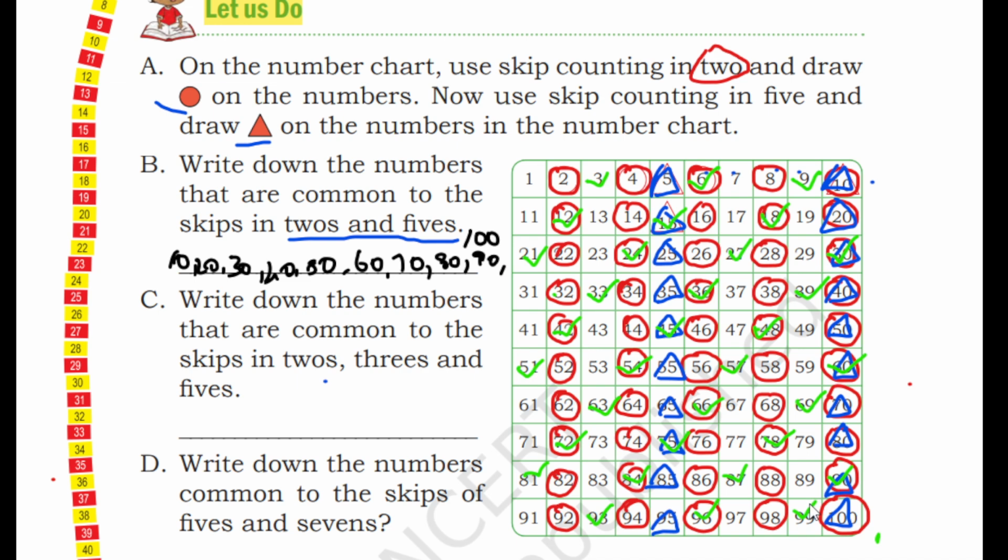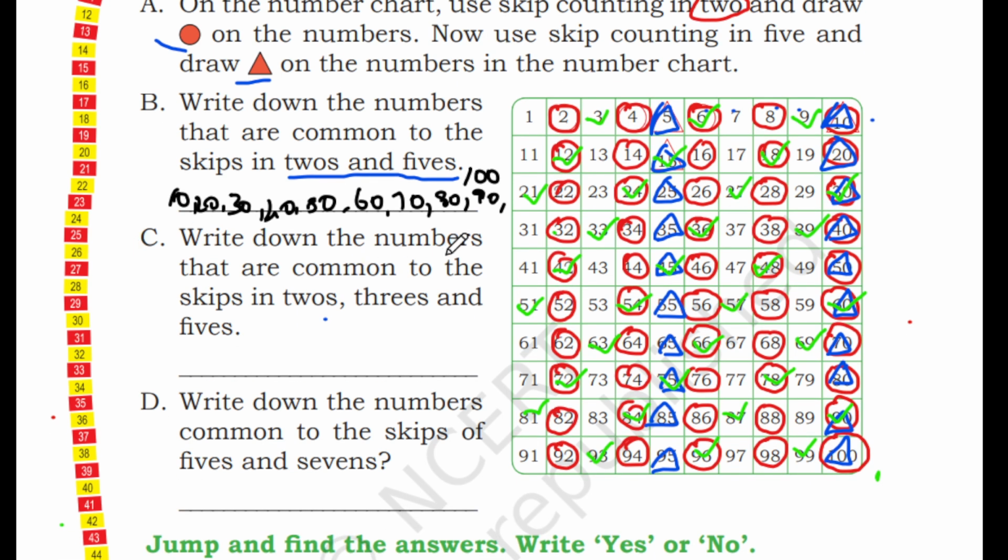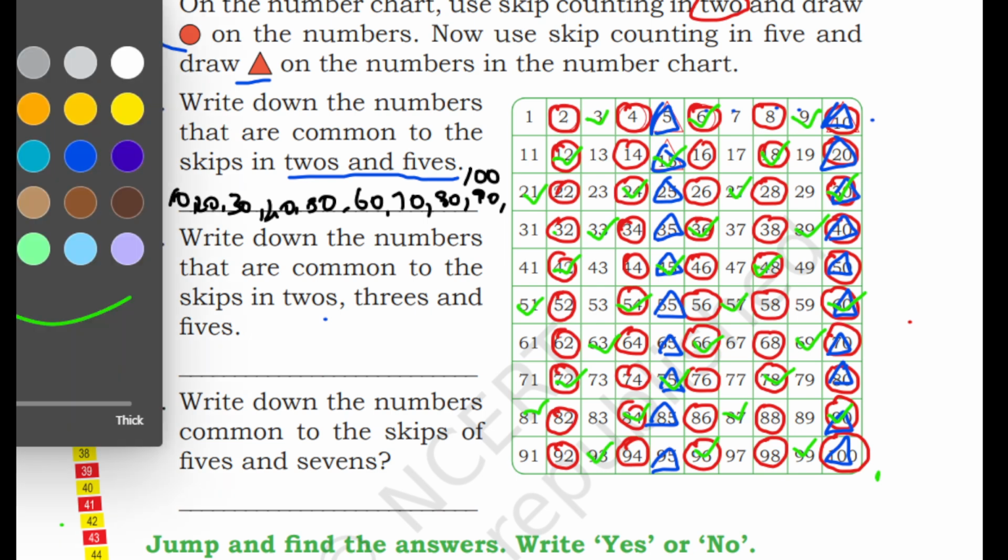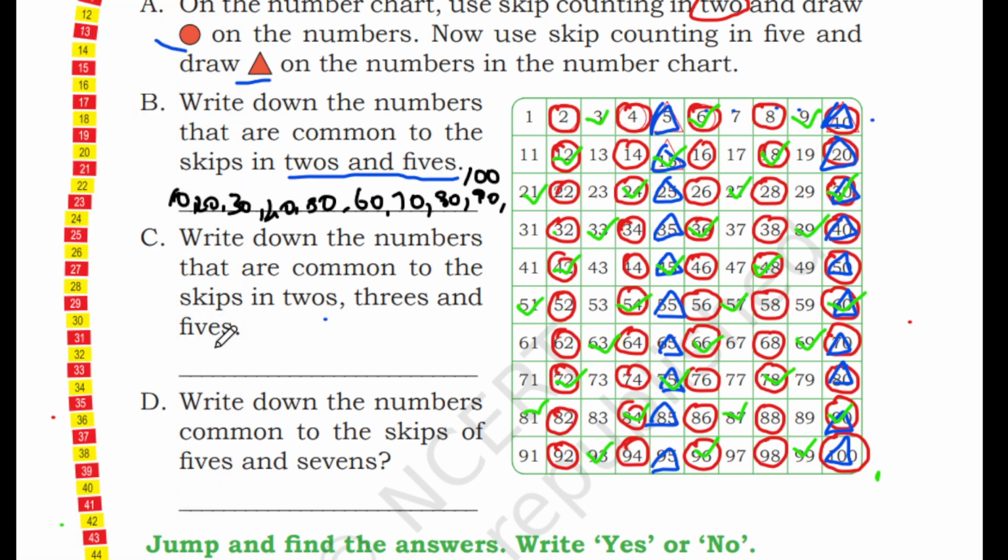I'm sorry, 99. Okay, now what we have to do is write down the numbers that are common to skips in 2s, 3s and 5s. So we need to find out the numbers which have a circle, triangle and a tick mark. So you can find here, see number 30. So let's change the color to black here and write the number 30.